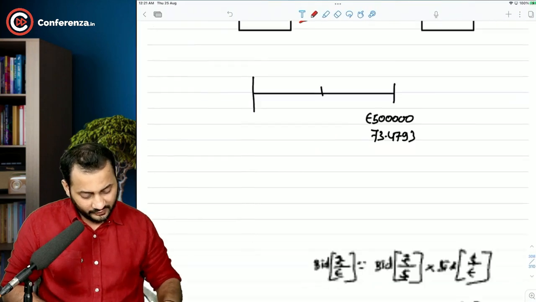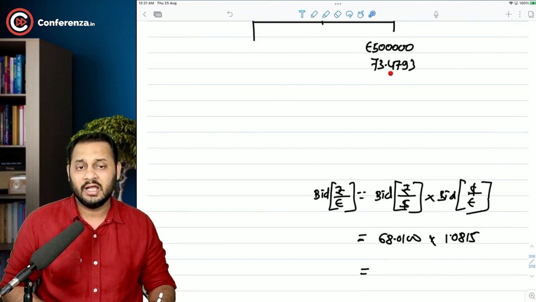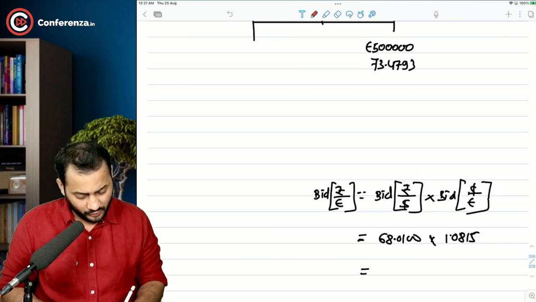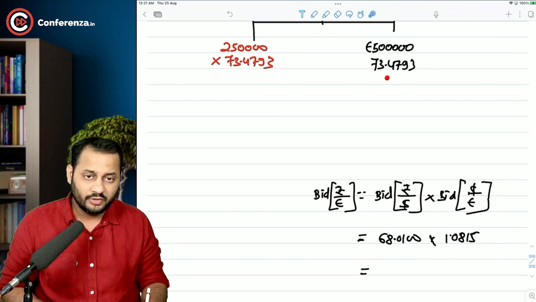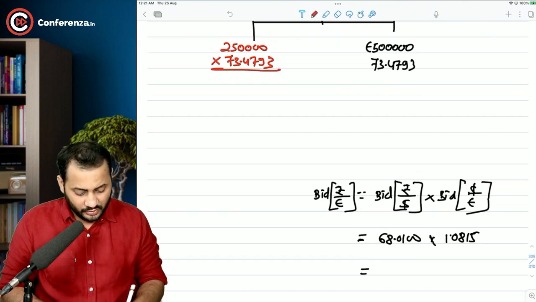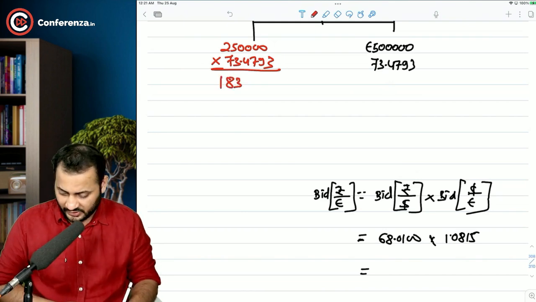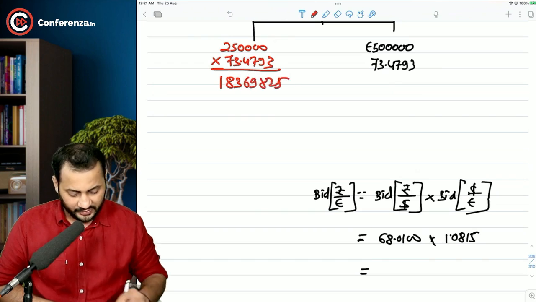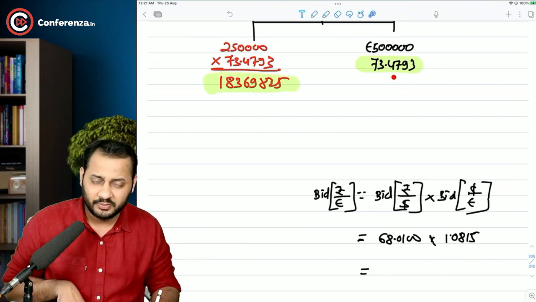Okay. Now understand that you would have received this much of the rupees per euro on that date, and you are asking the same 60 days back. What will happen? Obviously, they will give it to you. The bank will give 2,50,000 into 73.4793, which was payable to you on this date, and they are giving to you 60 days before it. So the amount that will be given to you is 183,69,825.